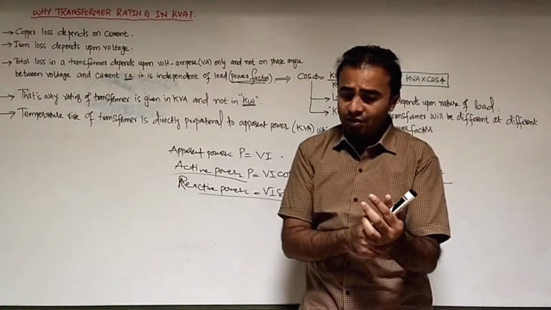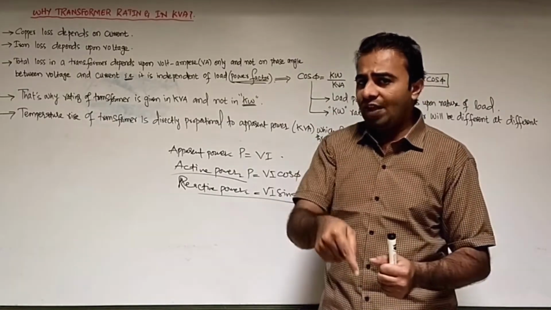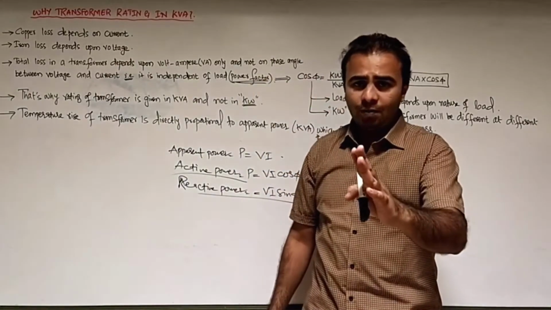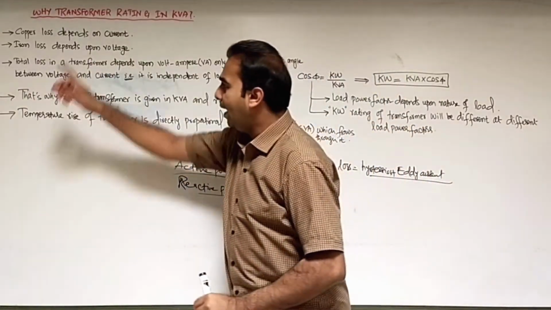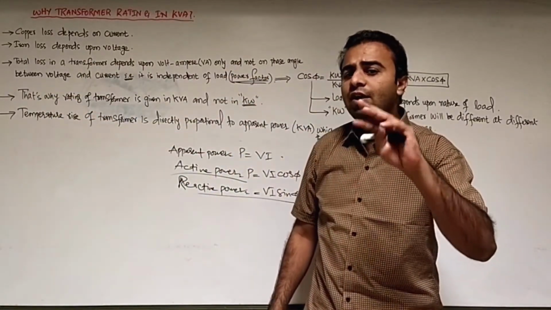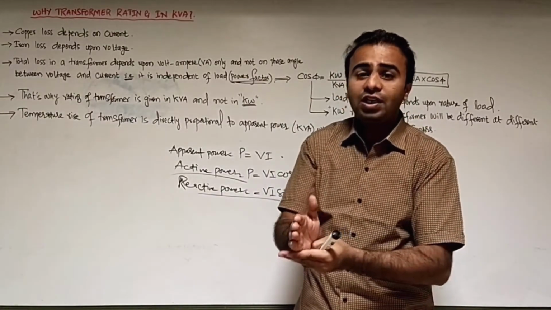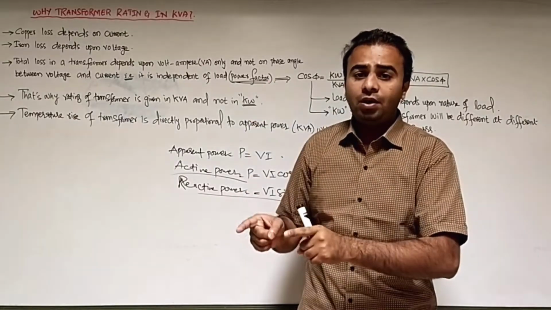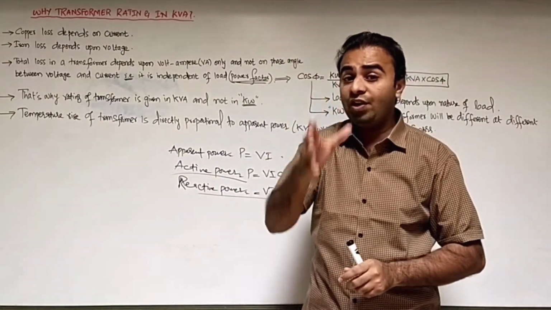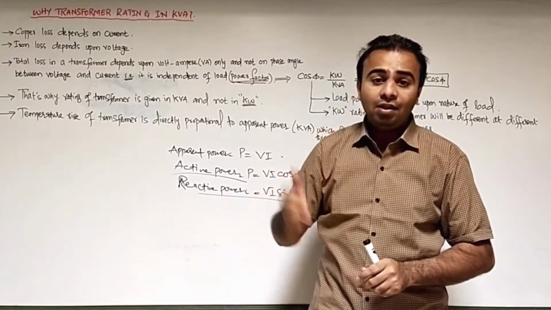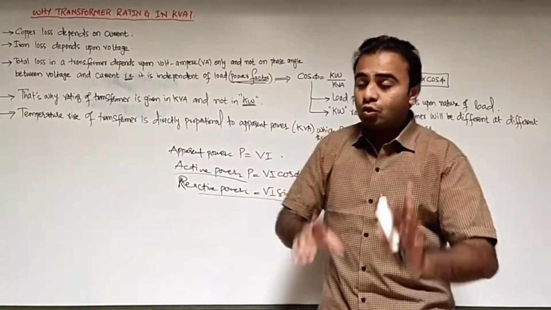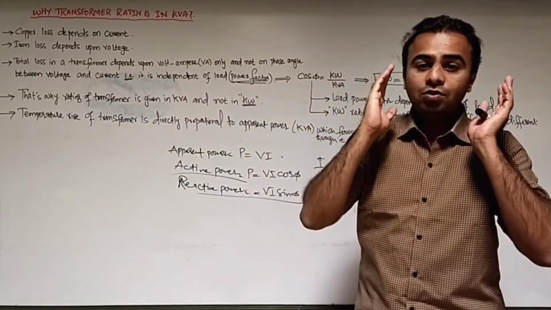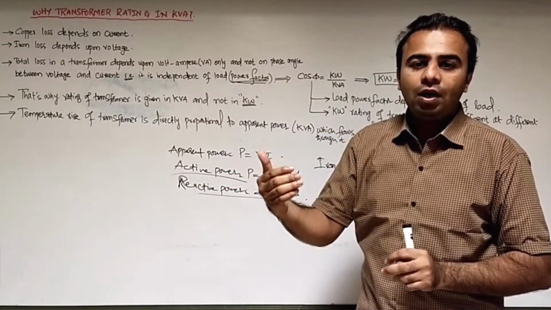The total loss in the transformer is the sum of the variable loss plus the constant loss. What is the variable loss? The copper loss is the variable loss because the load is varying in nature. And what about the iron loss? It is the fixed loss because the voltage given to the transformer primary winding is fixed, and the transformer operates at a constant frequency on both the primary and secondary sides. So the iron loss depends upon the voltage and the frequency, and is called the constant loss.